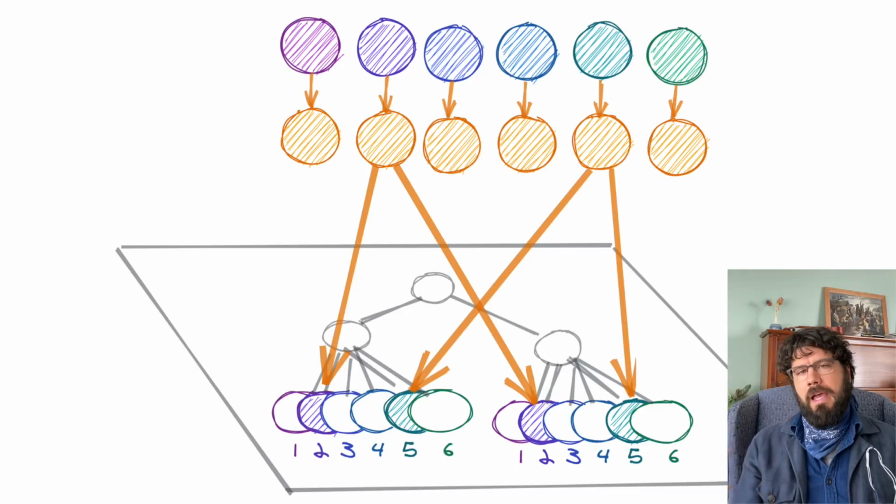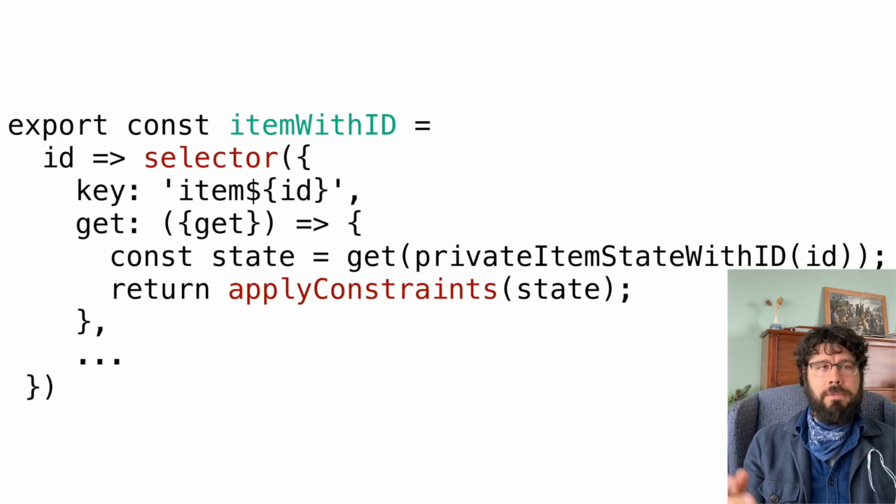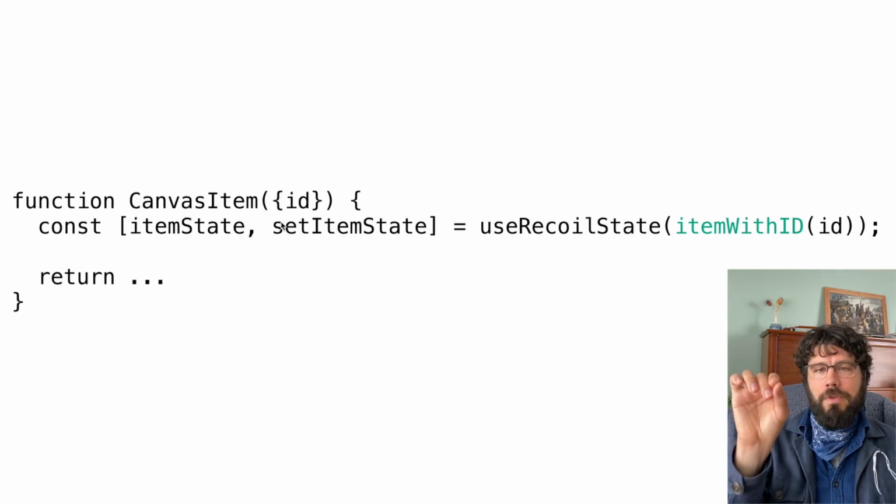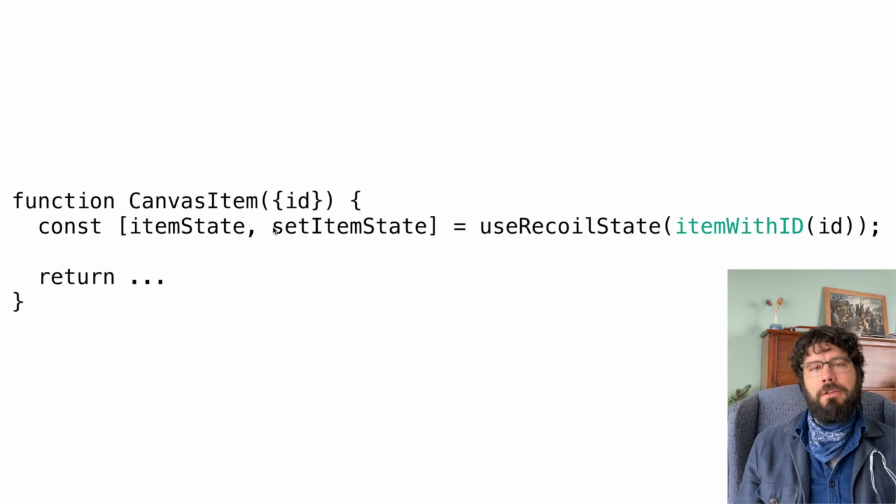So remember how we had item with ID that was an atom, like it's a function that returns an atom for each ID? We have a function that returns a selector for each ID. We're just going to change the existing export item with ID to be a selector. It's going to get some private state for the corresponding ID, and then it's going to apply some constraints, like if it's a photo, then the aspect ratio has to be constant or something like that. Once we've done that, we have to make no changes whatsoever to canvas item because the interface for getting a selector is identical to the interface for getting an atom.